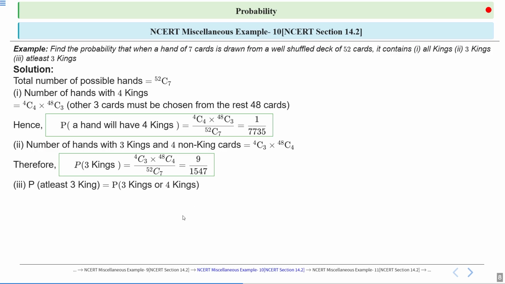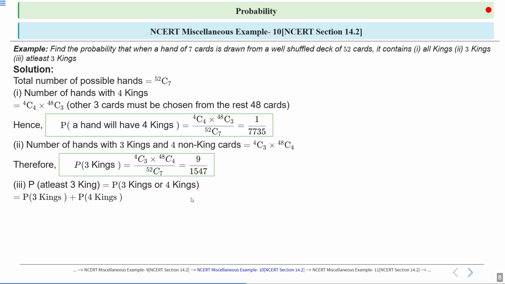Now, the probability of at least 3 kings. That means the probability of 3 kings or 4 kings. At least means it must contain 3 kings, and it might be 4 kings.